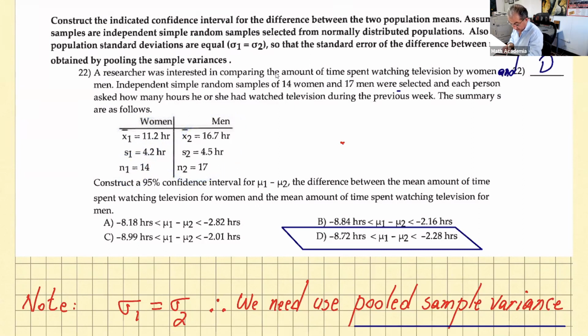Construct a 95% confidence interval for mu1 minus mu2, the difference between the mean amount of time spent watching television for women and the mean amount of time spent watching television for men.